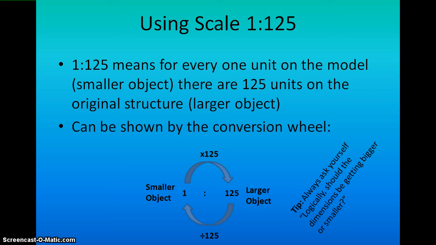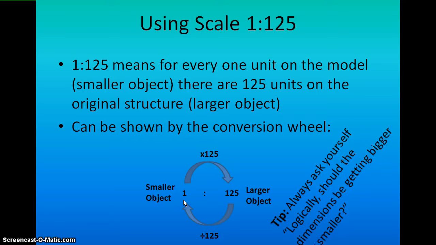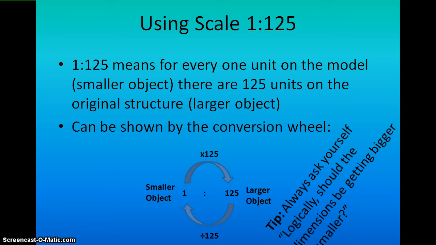This can be shown by a conversion wheel. We can make a conversion wheel like this for any scale. First, we have the smaller object on the right, the larger object on the left, and the scale in between. To get from 1 to 125, we multiply by 125. To get from 125 to 1, we divide by 125.